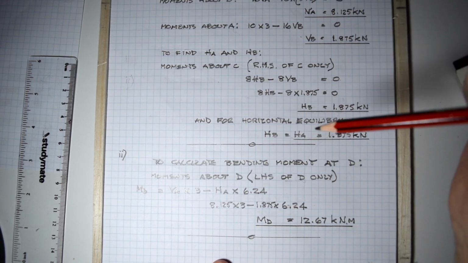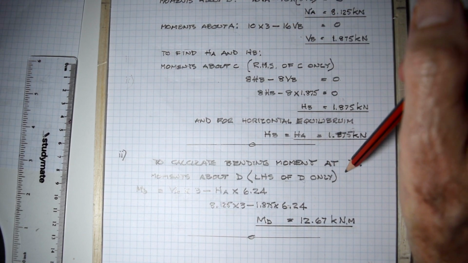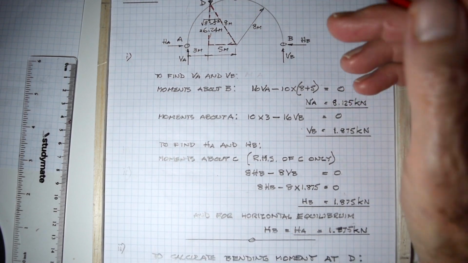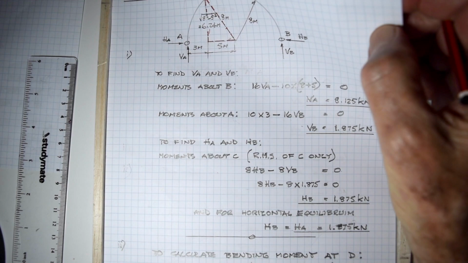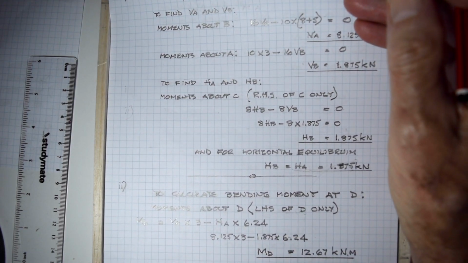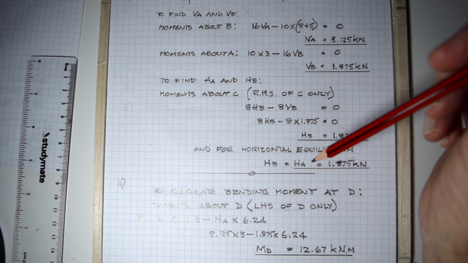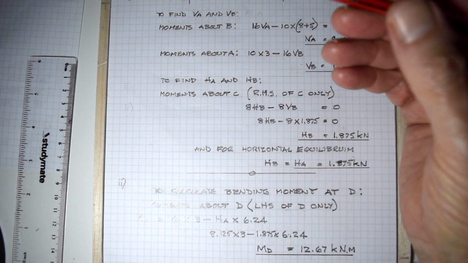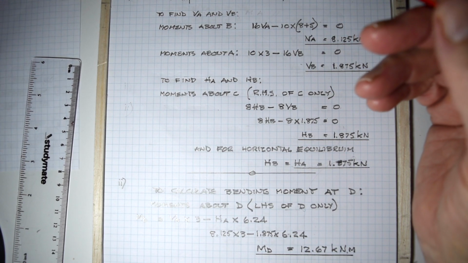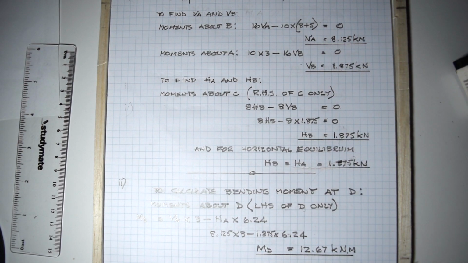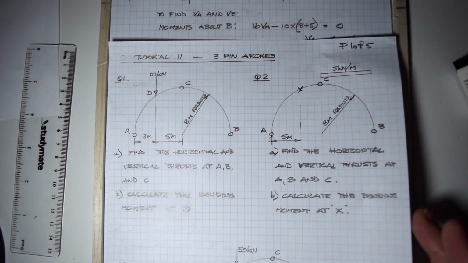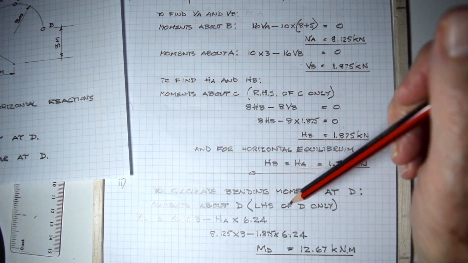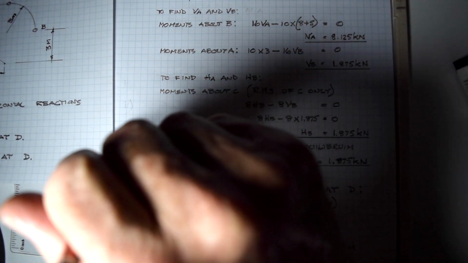And the second part of the question, to calculate the bending moment at D, we're going to take moments about D, and I would suggest at this point that you've got your printed out lecture notes with you, or you've got the first page of this problem there. You've got that in front of you. Of course, we're going to take moments about D for the left-hand side only.